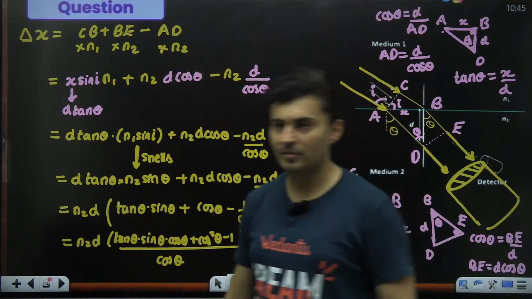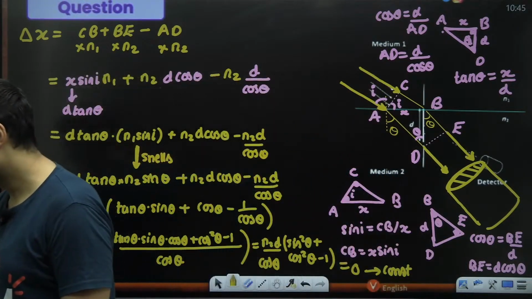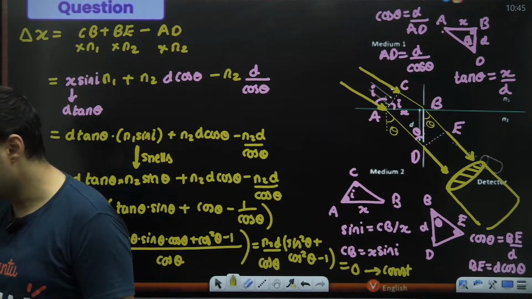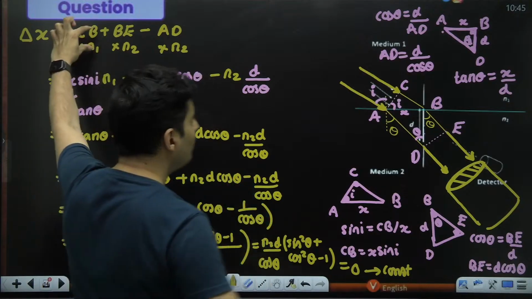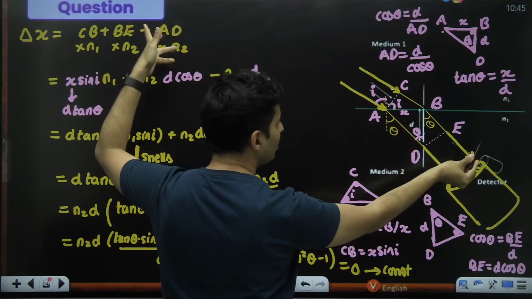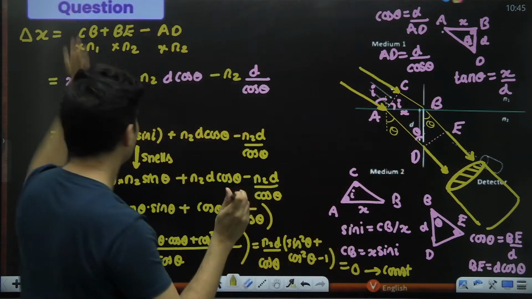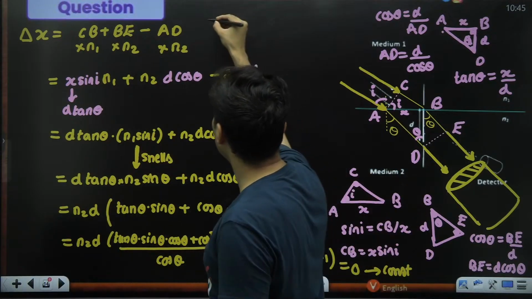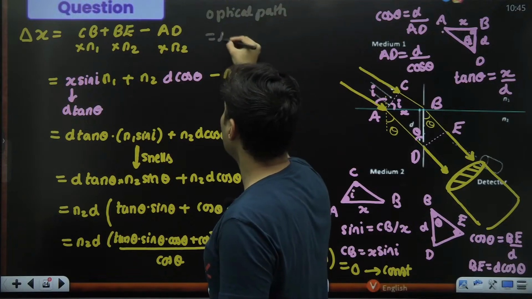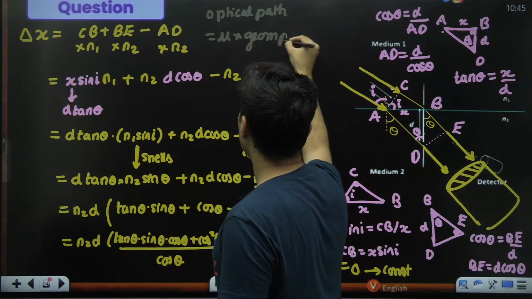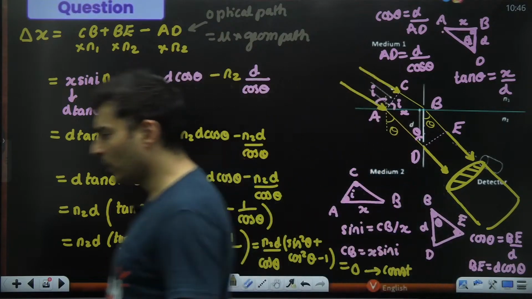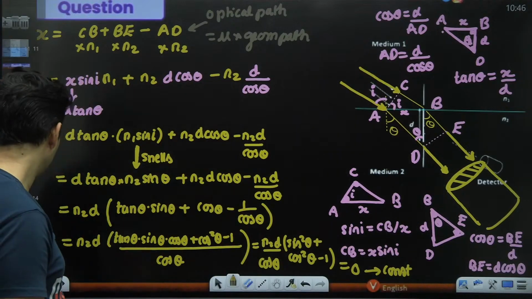So this is the logic for this particular question. Clear. The concept of optical path had to be used very carefully. If you mix up, CB was in medium 1, B was in medium 2, A to D was in medium 2 again, then you will get a completely wrong answer. So again here we have used the concept of optical path, which is mu times your geometrical path. Cool. Shall we go ahead to the next question coming up on your screen?